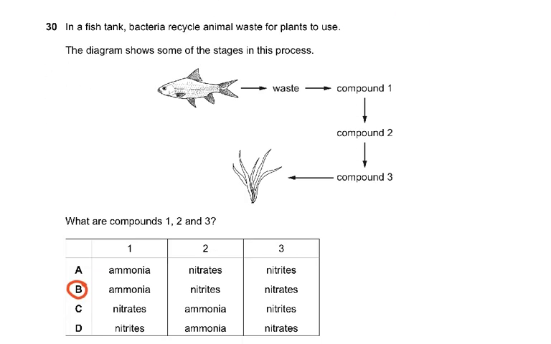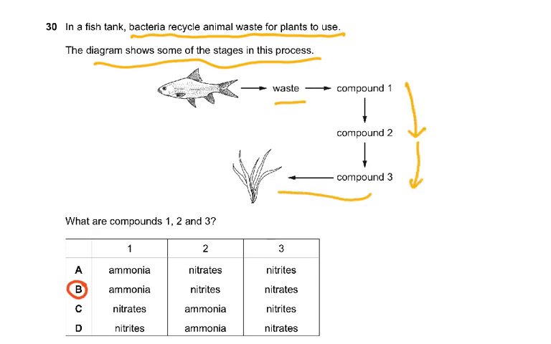Then coming on to question 30. In a fish tank, bacteria recycle animal waste for plants to use. The diagram shows some of the stages in the process: waste, compound 1 to compound 2, compound 2 to compound 3, and then that's available to the plants. What are compounds 1, 2, and 3?